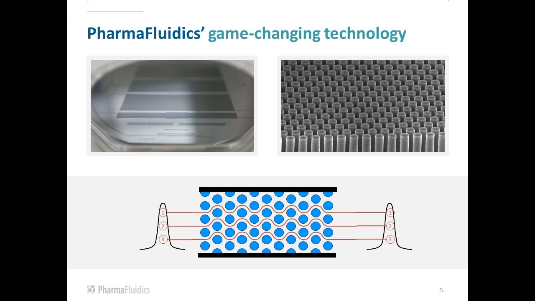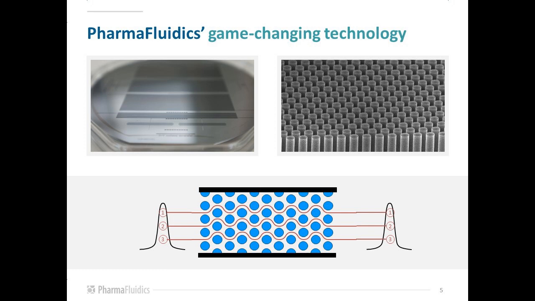This results in two important benefits. Virtually perfect order is achieved, thereby reducing the eddy dispersion to an absolute minimum. This is again illustrated in the bottom figure, where you can see that all sample molecules will follow identical flow paths throughout the entire column.